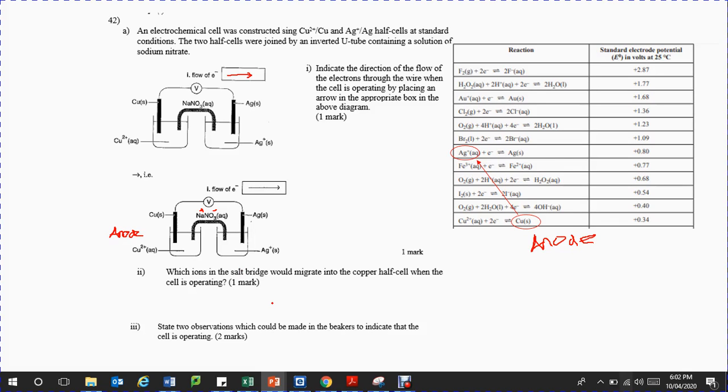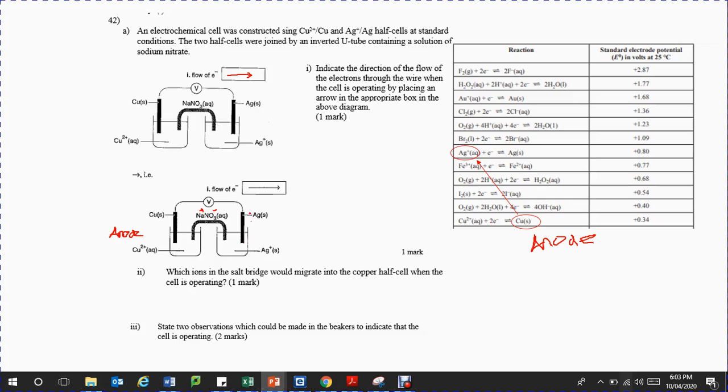Part 3: state two observations which could be made in the beakers to indicate that the cell is operating. When it's operating, we know that our copper is undergoing oxidation, so it's going to lose 2 electrons. Those electrons are going to flow through the wire. My silver, the aqueous silver, is going to gain those electrons and form silver solid.